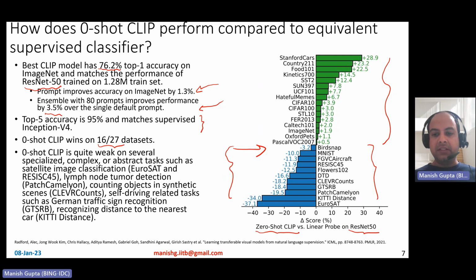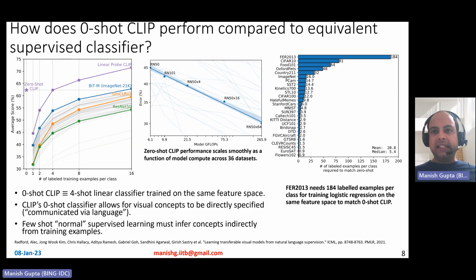So it is weak on these datasets, which are more complex or more niche tasks like satellite image classification, lymph node tumor detection, counting objects in synthetic scenes, or self-driving related tasks like German traffic sign recognition and so on. Okay. So an immediate question is, how does zero-shot perform compared to a supervised classifier, where you also allow the CLIP model to use some of those labeled examples?